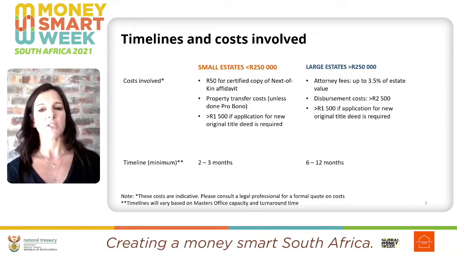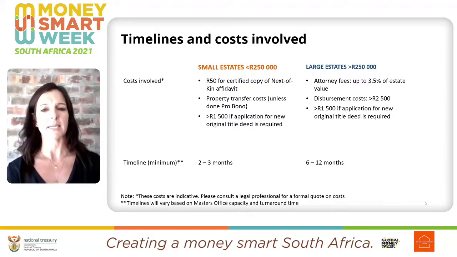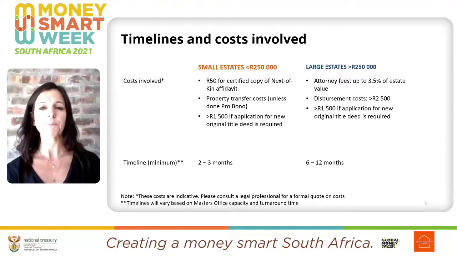There are also significant disbursement costs. Those are costs for advertising for creditors, as well as for advertising the L&D account once it's drawn up, and those costs are in the region of 2,500 Rand. And again, if the family cannot find the original title deed for the property, they would need to apply for a new one, which has a minimum cost of at least 1,500 Rand.